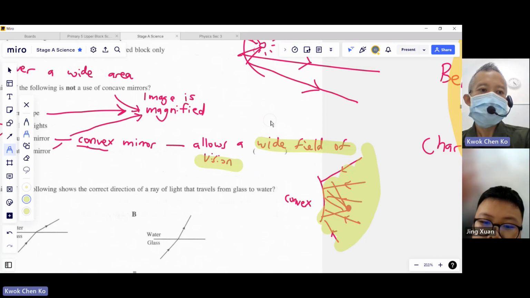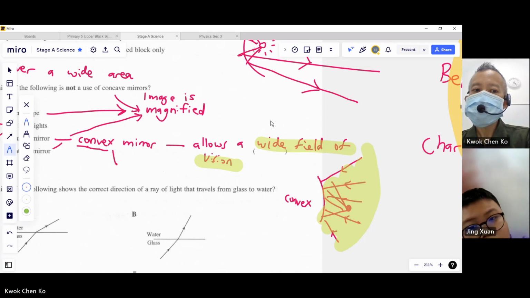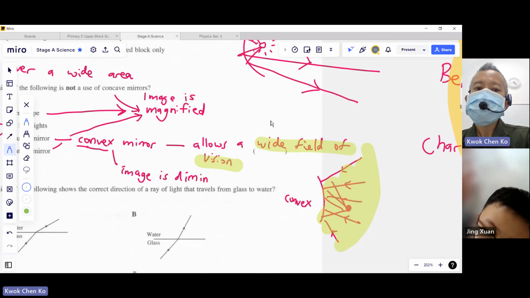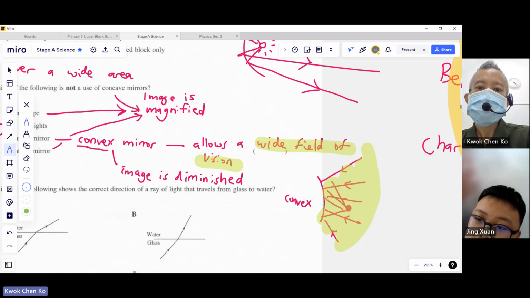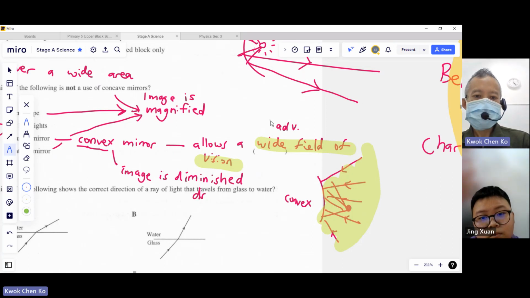But there's a disadvantage. The disadvantage is the image is diminished. The image that you observe is smaller than the object. That is the disadvantage. Advantage is wide field of vision. Disadvantage is a diminished image.